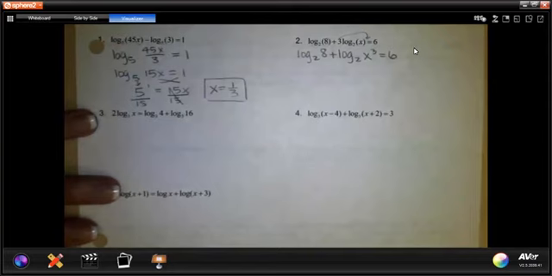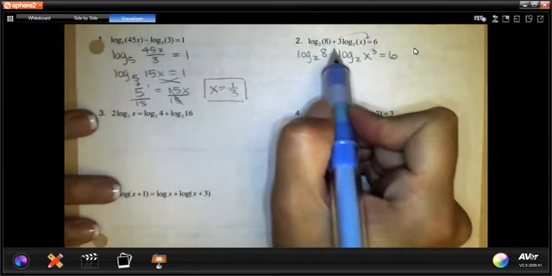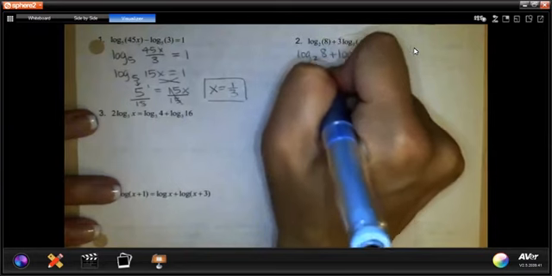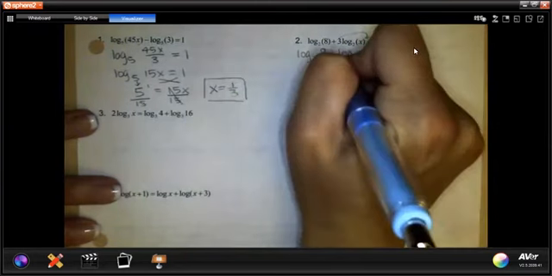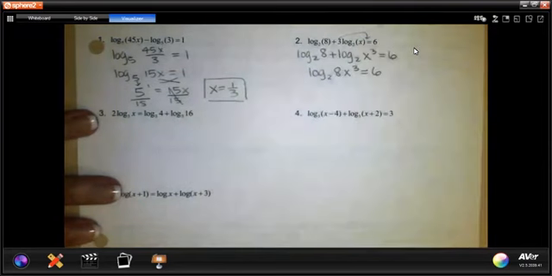Our next property we're going to apply is the product property. And that one tells us if there is a plus in between the two logs, then I keep the log with a base of 2 and we multiply the arguments of 8x cubed. Now we're ready to convert it to an exponential. That part is really important. You've got to be able to convert back and forth.